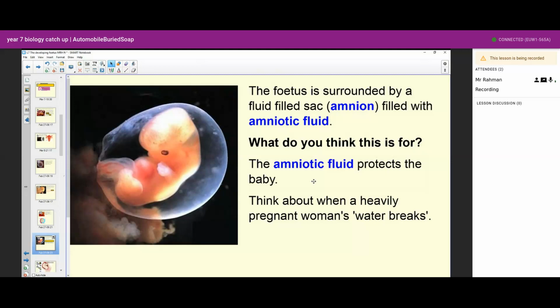Have you guys ever heard of a woman's waters breaking? When a woman's waters break, the amniotic sac bursts and the fluid from inside that bubble basically comes gushing out. So that's when a woman's waters break, and it means they are ready to give birth.